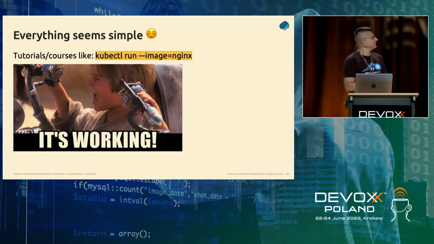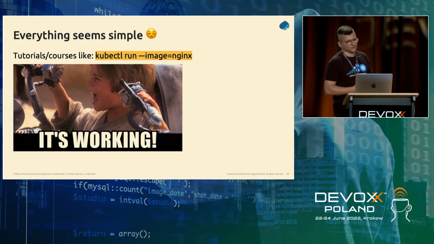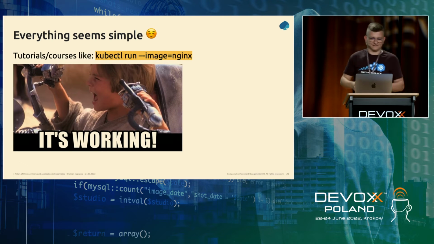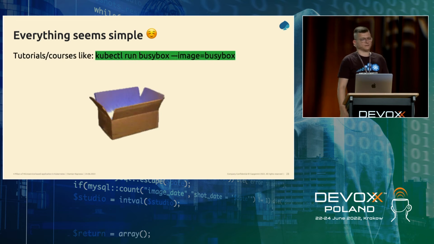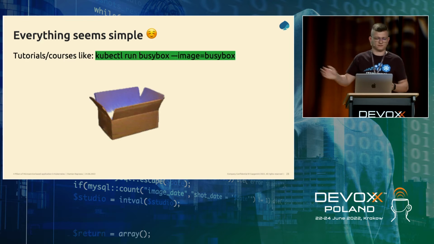So what we have already covered seems to be simple, especially when you take a look at some tutorials, blog posts, and stuff like this. Who has ever seen this kind of command? It's everywhere. This command is almost everywhere. The same stuff for BusyBox. So you want to use Kubernetes, just run kubectl run busybox, and that's it.